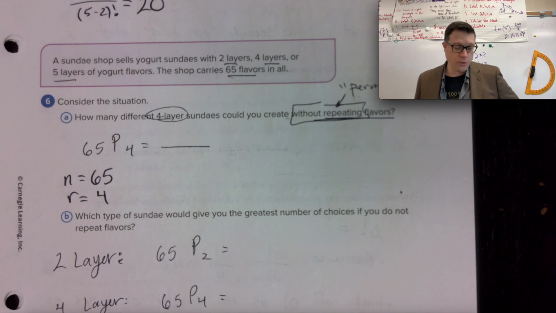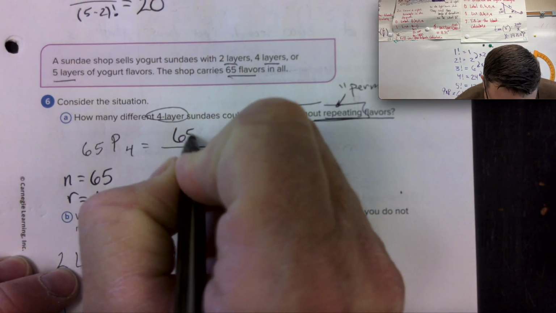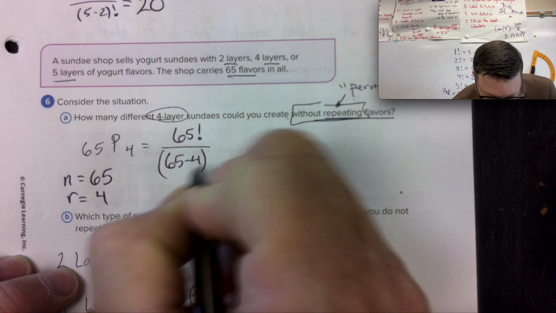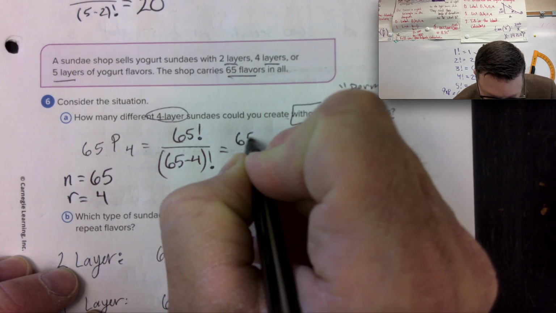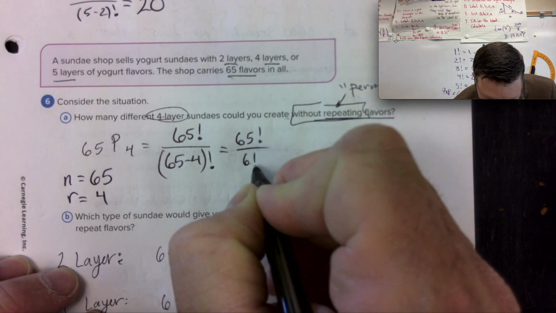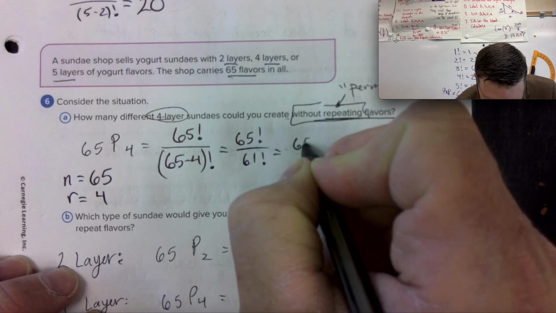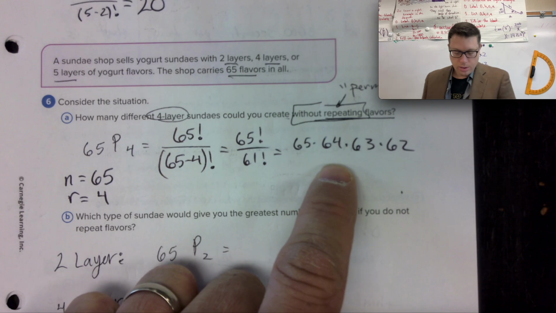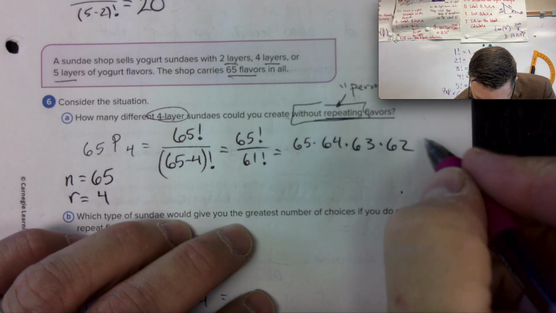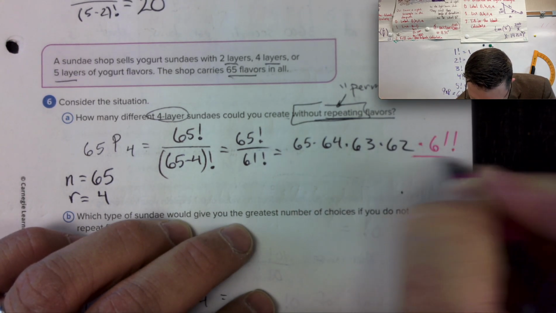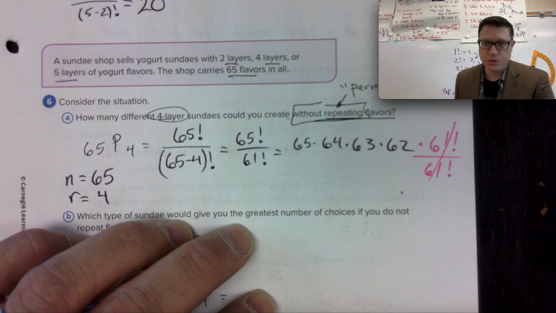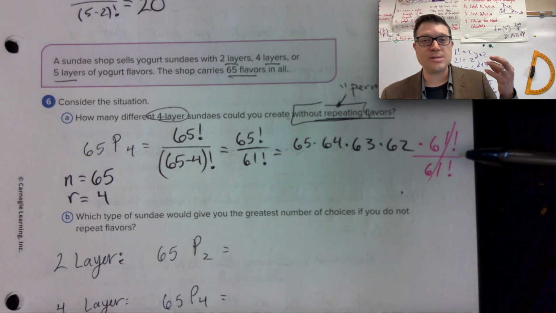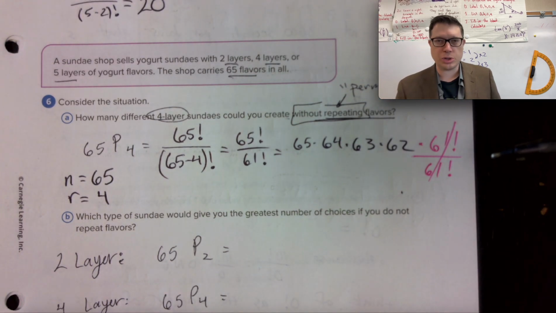65 permute 4 looks like this: 65 factorial over 65 take away 4 factorial, which means 65 factorial over 61 factorial. So 65, 64, 63, and 62, because the 61 factorial divided by 61 factorial reduces, along with the rest of them. This might be a little tricky on that one. I hope you're seeing it. Ask me for more detail directly, and I'll certainly try to fill you in.